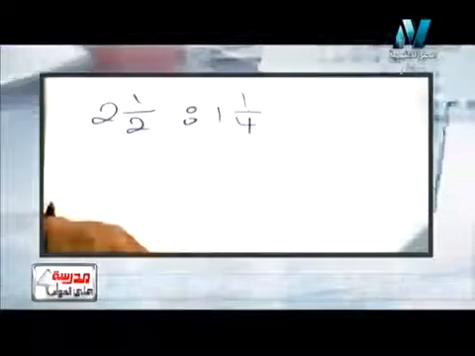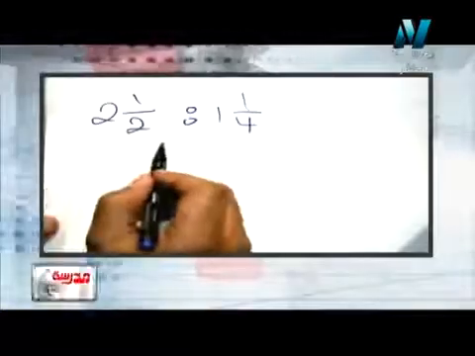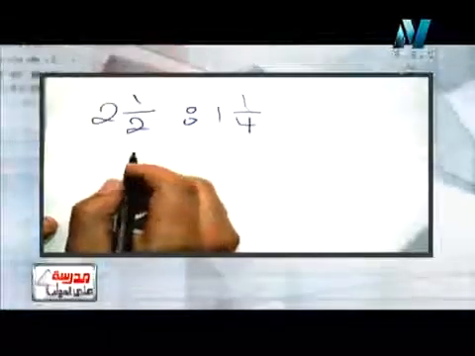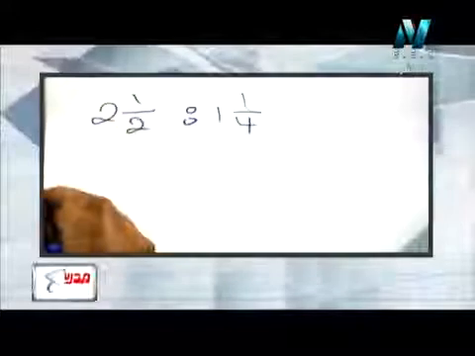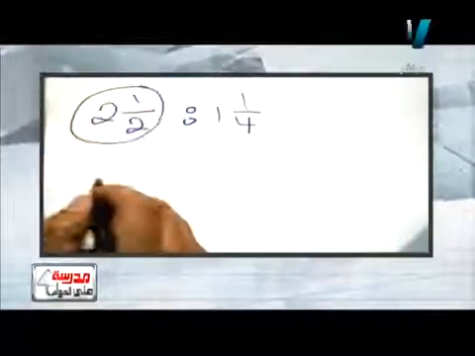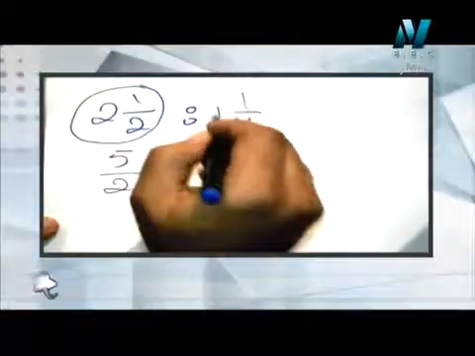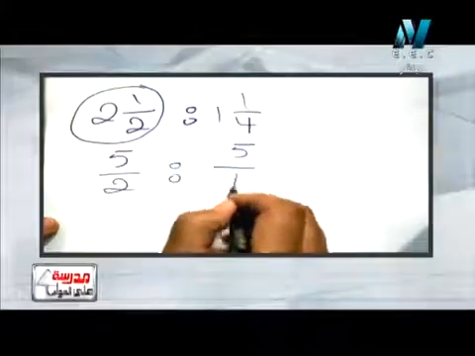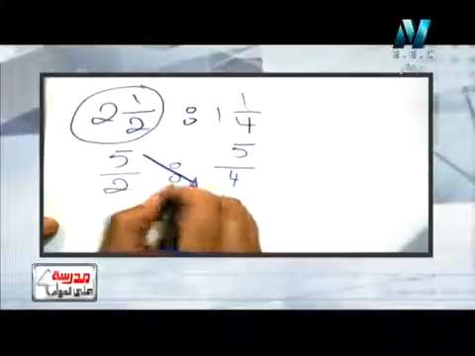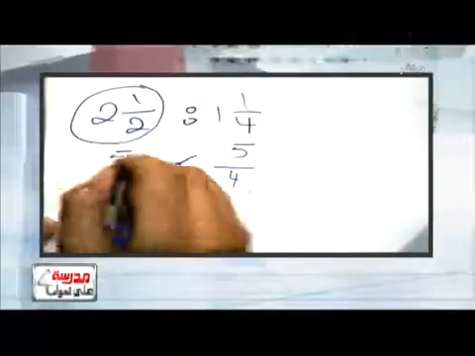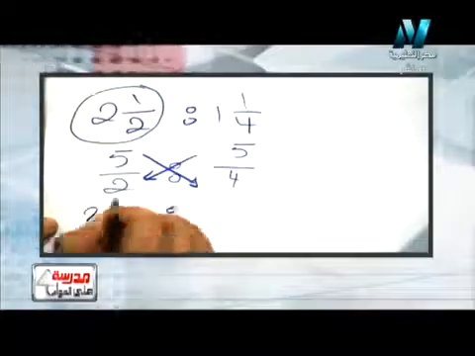But what about the second way? Yes, we have another way, 2 and a half to 1 and 1 over 4. We have to convert the mixed number into an improper fraction. How can we convert a mixed number to an improper fraction? 2 times 2 plus 1. 2 times 2 equals 4, plus 1 equals 5 over 2. 1 times 4 equals 4, plus 1 equals 5 over 4. We can make a cross multiply as we explained before. 5 times 4 equals 20. 2 times 5 equals 10.